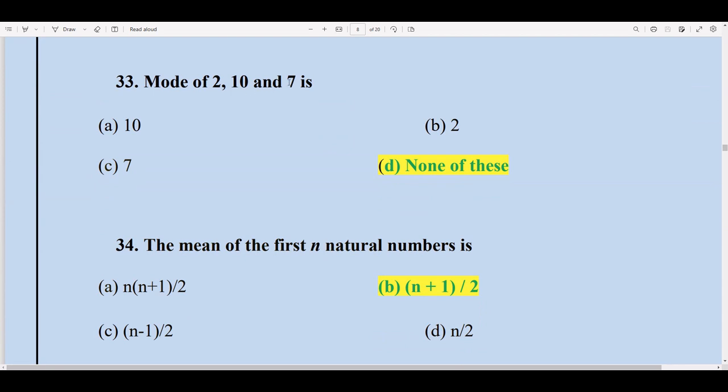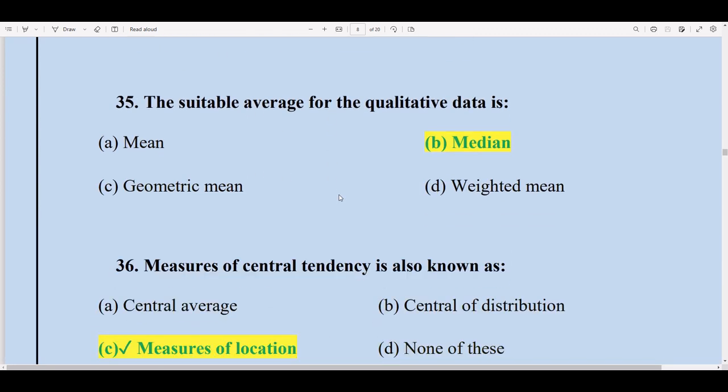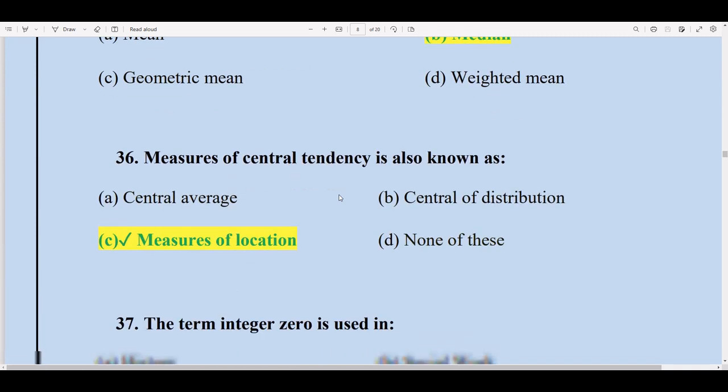2, 10 and 7, this is the data set. Its mode is none of these because there is no repeated value. The mean of the first n natural numbers is (n plus 1) by 2. The suitable average for qualitative data is median.